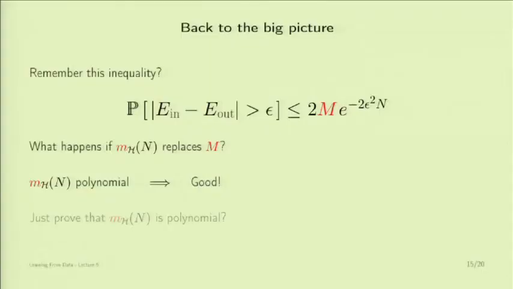Okay, I'm happy that this is the case. So maybe we can, as I mentioned, just prove that m_H is polynomial. The growth function is polynomial. Okay, can we do that? Okay, maybe we can, maybe we cannot.